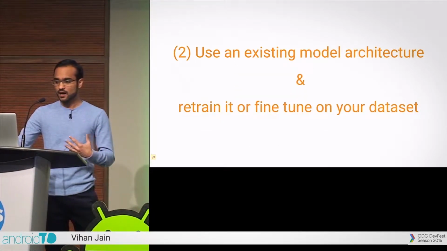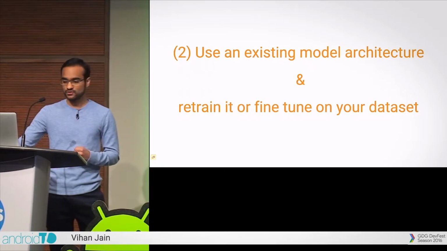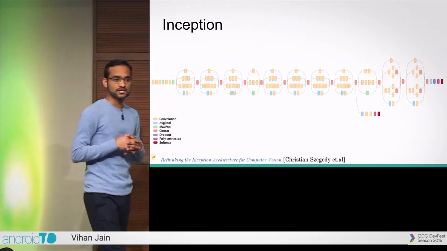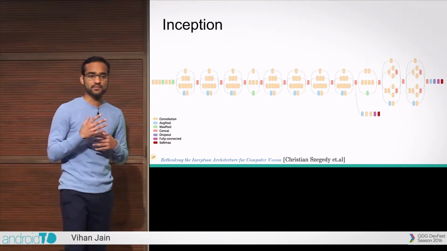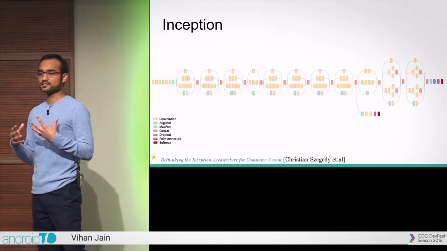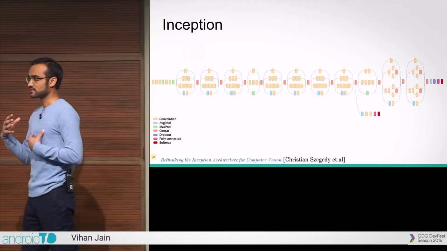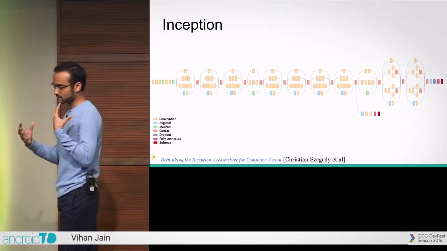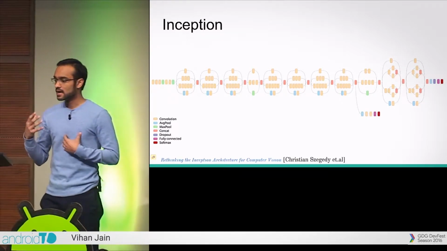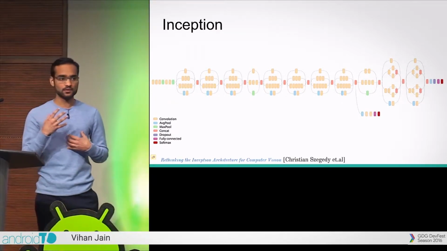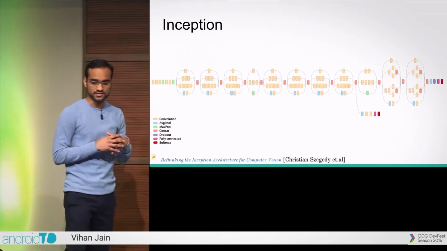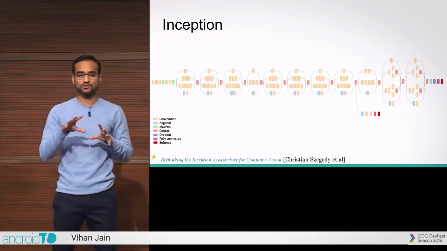So now let's see how you can use an existing model architecture and retrain or fine-tune it on your data set. Image classification is another domain where we have made a lot of progress because of the advances in machine learning. There has been a lot of research on these models, and Google actually came up with a really, really advanced model. It's called Inception v3, and this is the architecture of this model. You can see that there are so many layers stacked on top of each other.